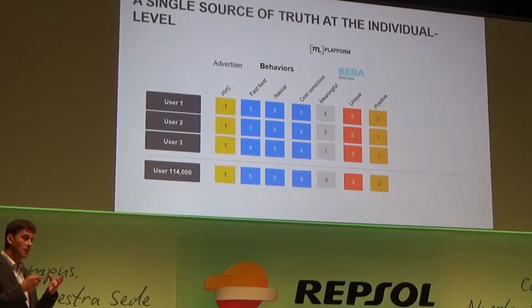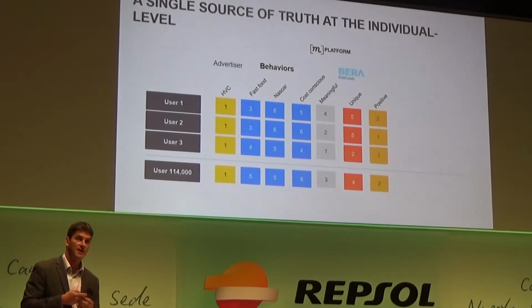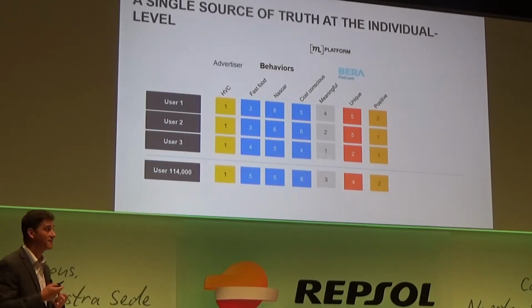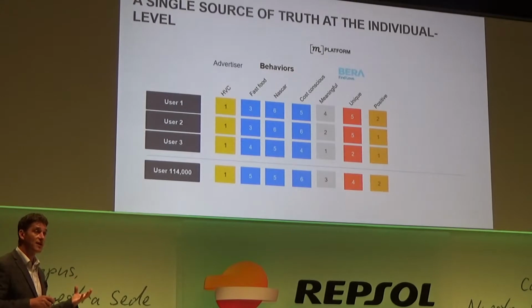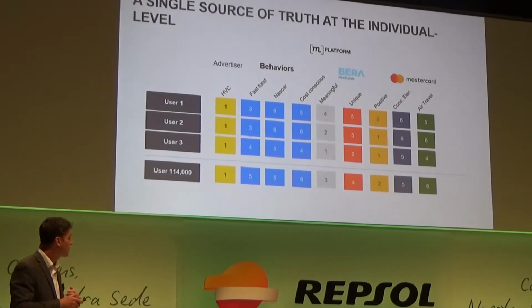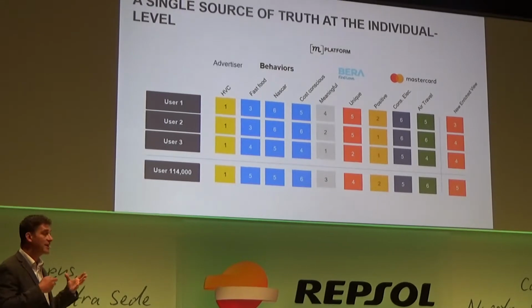We then overlaid this Bera data, which is about how much affinity or love these consumers have for the brand, and we found that they found it meaningful, unique, and they had a positive sentiment. Again, some different scores around how users interacted or thought of the brand. And then finally, MasterCard data, consumer electronics, air travel. So we ended up with a very enriched view of this consumer.